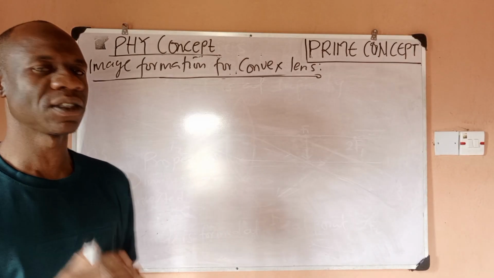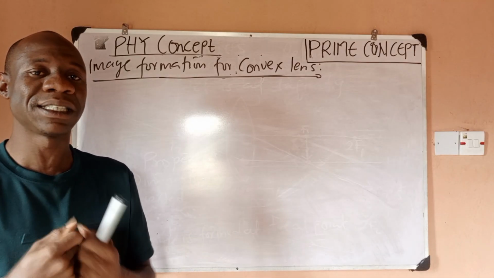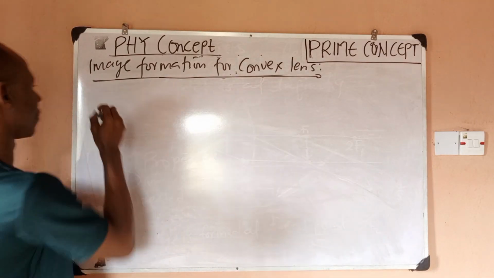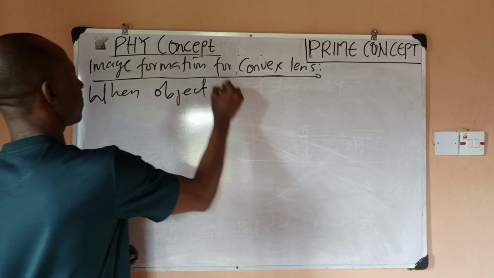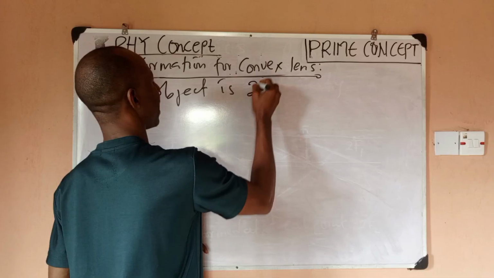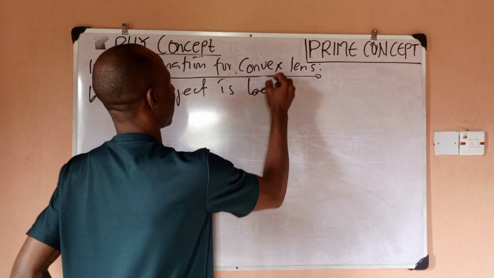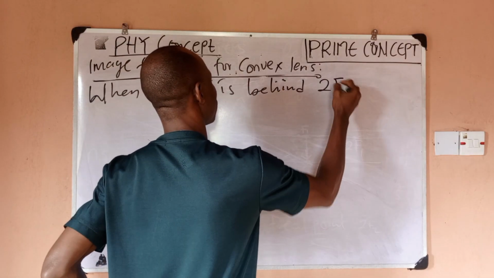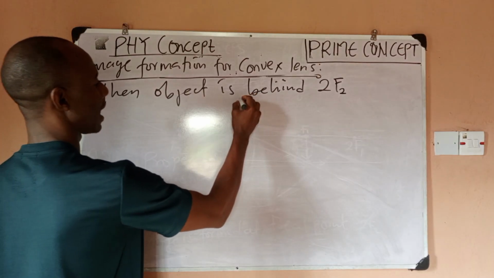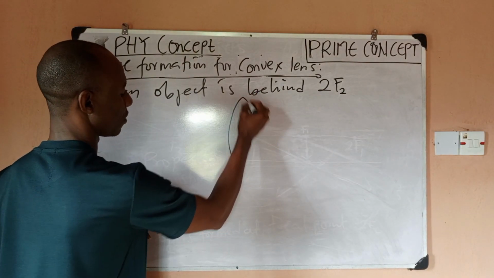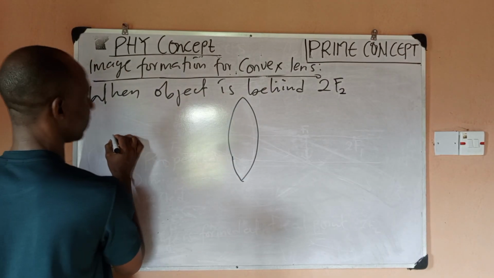In this video, we want to consider when our object is brought closer to that lens, when our object is behind 2f, where will the image be formed? So that is the focus here. When the object is behind 2f, or we can still say 2F2, or just 2f. So when our object is behind 2f, where will the image be formed? Let's quickly find out where, and what the properties of that image would be.